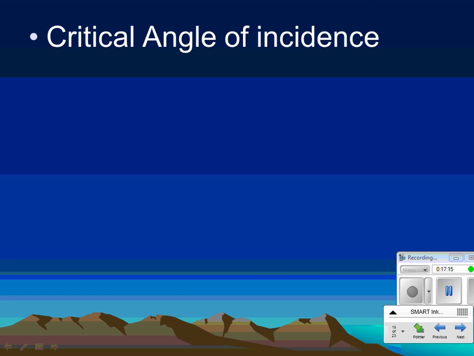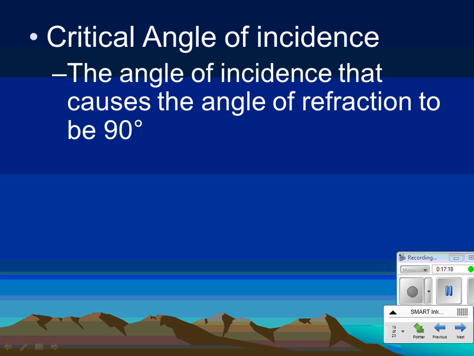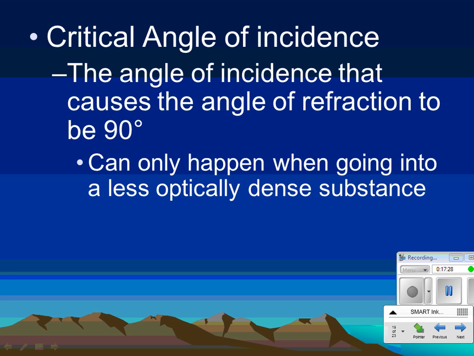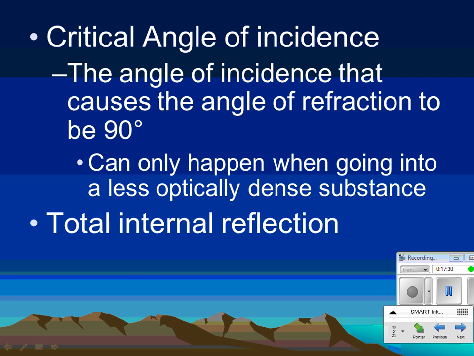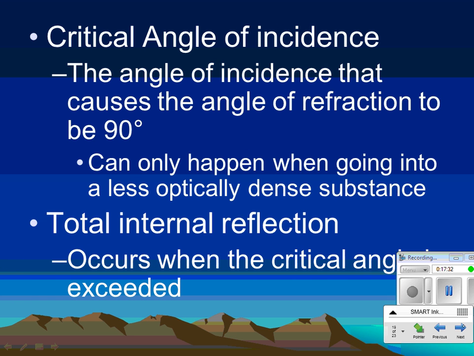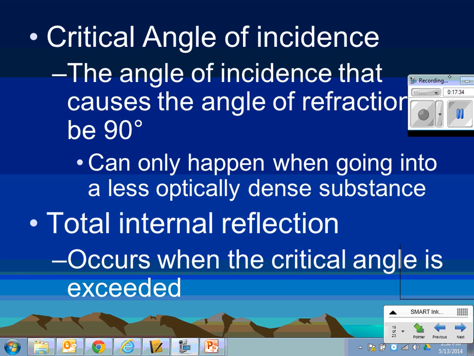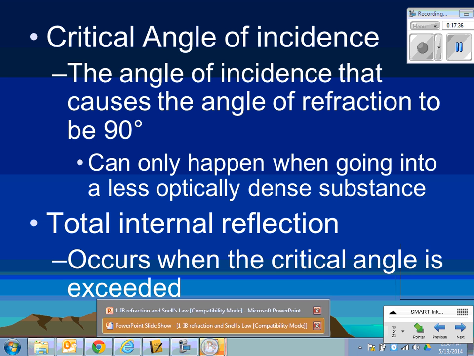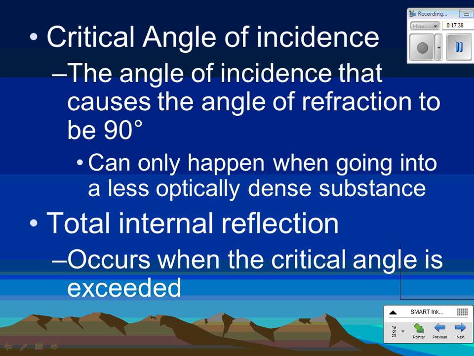So the critical angle in total internal reflection: the critical angle of incidence is the angle at which the angle of refraction is 90 degrees. Anything beyond that critical angle and you get what's called total internal reflection. It happens when the critical angle is exceeded. Okay? And again, notice that you can only get this happening when you go from a more dense to a less dense material.